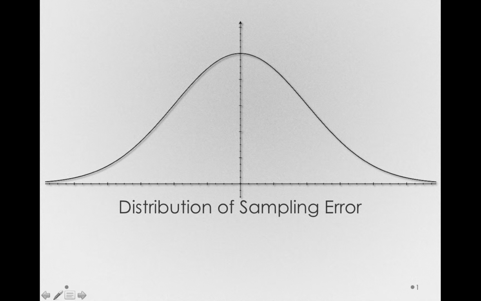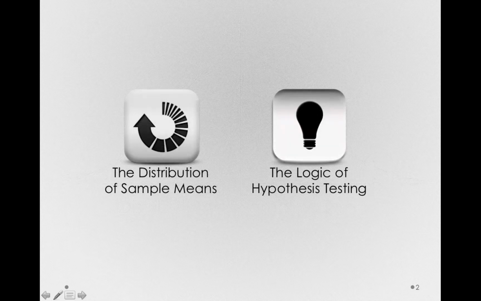In the rest of this module and the modules to come, we're going to look at two interrelated topics: the distribution of sample means, what we've been developing right now, and the logic of hypothesis testing. These two topics are intimately related. The distribution of sample means underlies the logic of hypothesis testing. In fact, the logic of hypothesis testing is really just a formalization of using the distribution of sample means to make inferences from a single sample we take to the population parameters we're actually interested in.